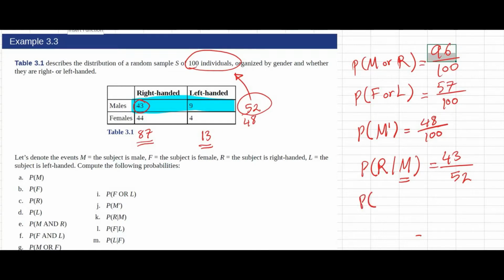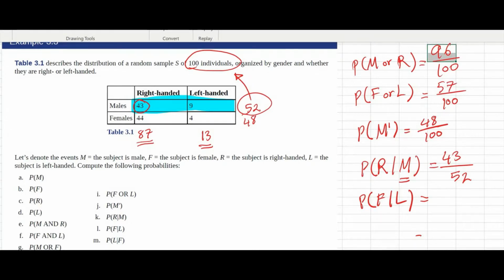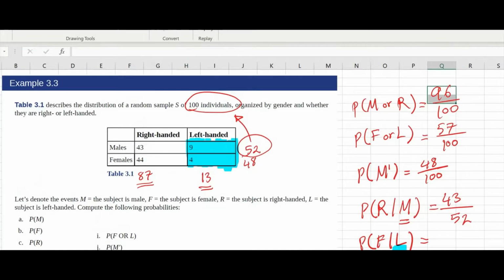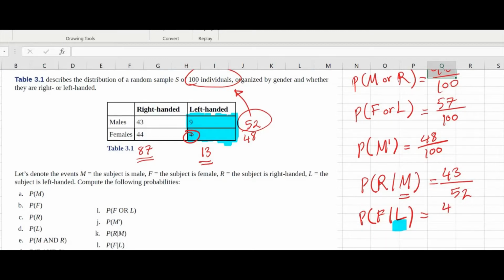Now, what is the probability of selecting a female given that they are left-handed? So in this case, I will select the group again that I want to restrict my sample space to. Remember that I am restricting my sample space only to left-handed people because that is the condition. Given that we're only talking about left-handed people, what is the probability of selecting a female? The group of females in that category are 4. I have 4 females out of the total of 13 in that specific category.